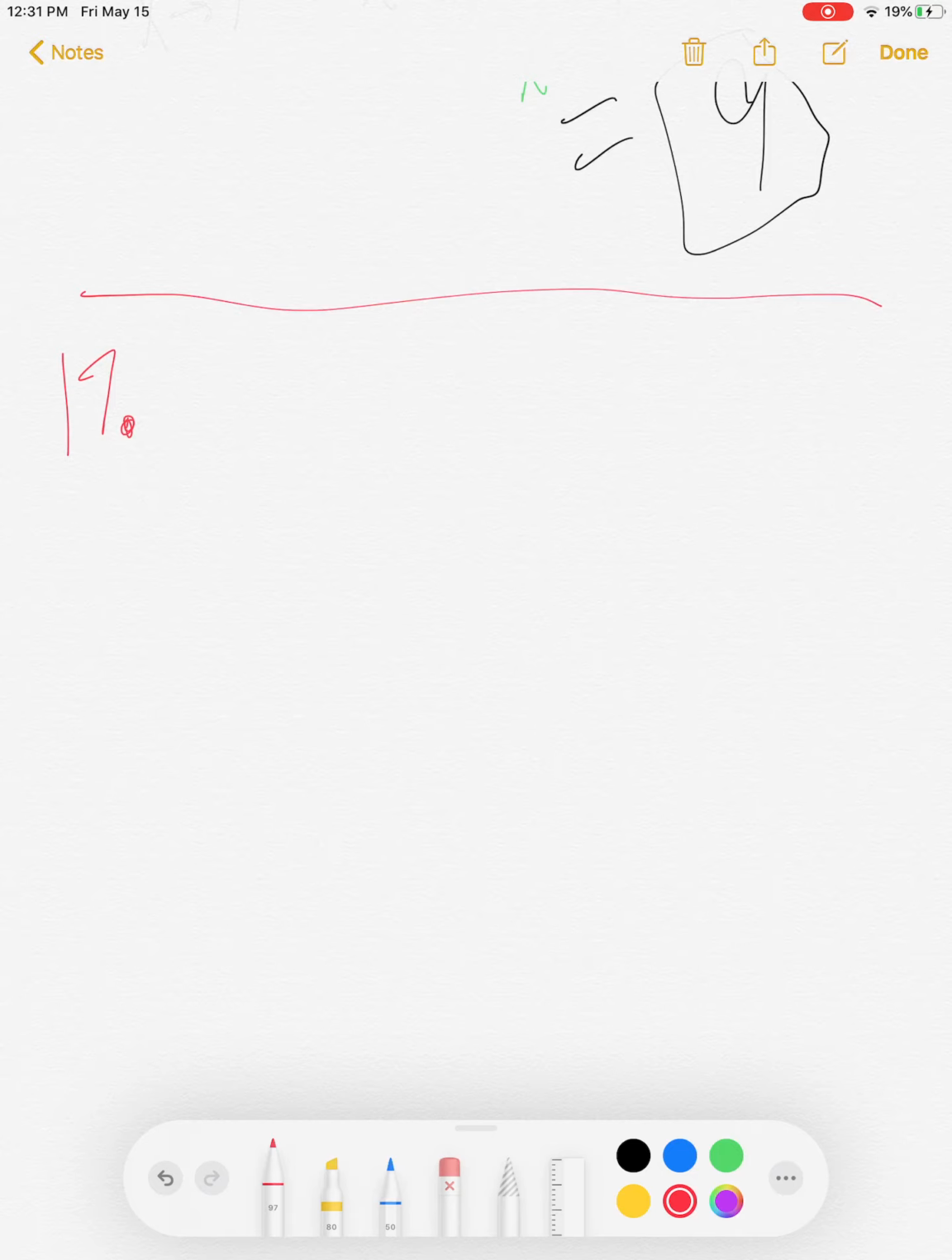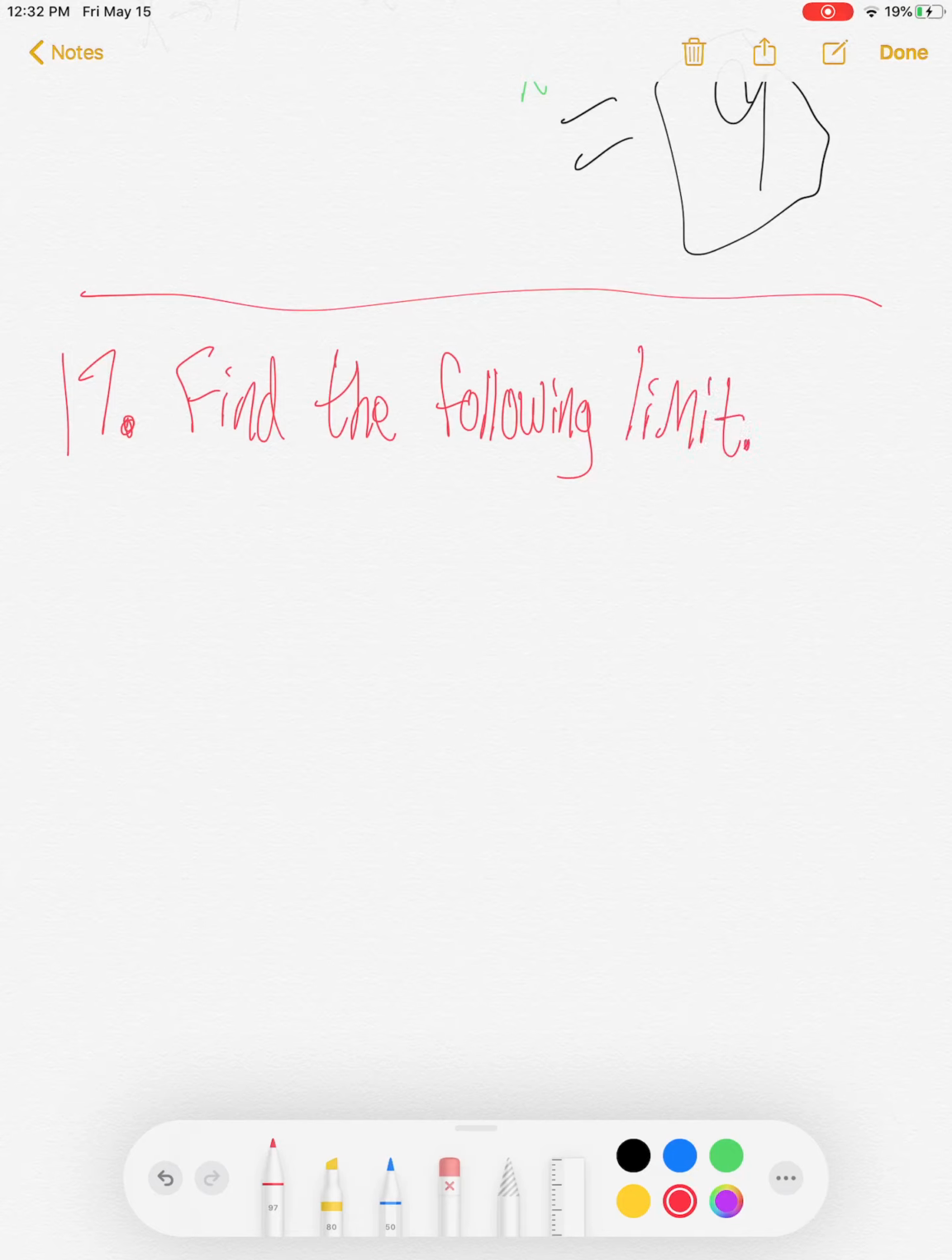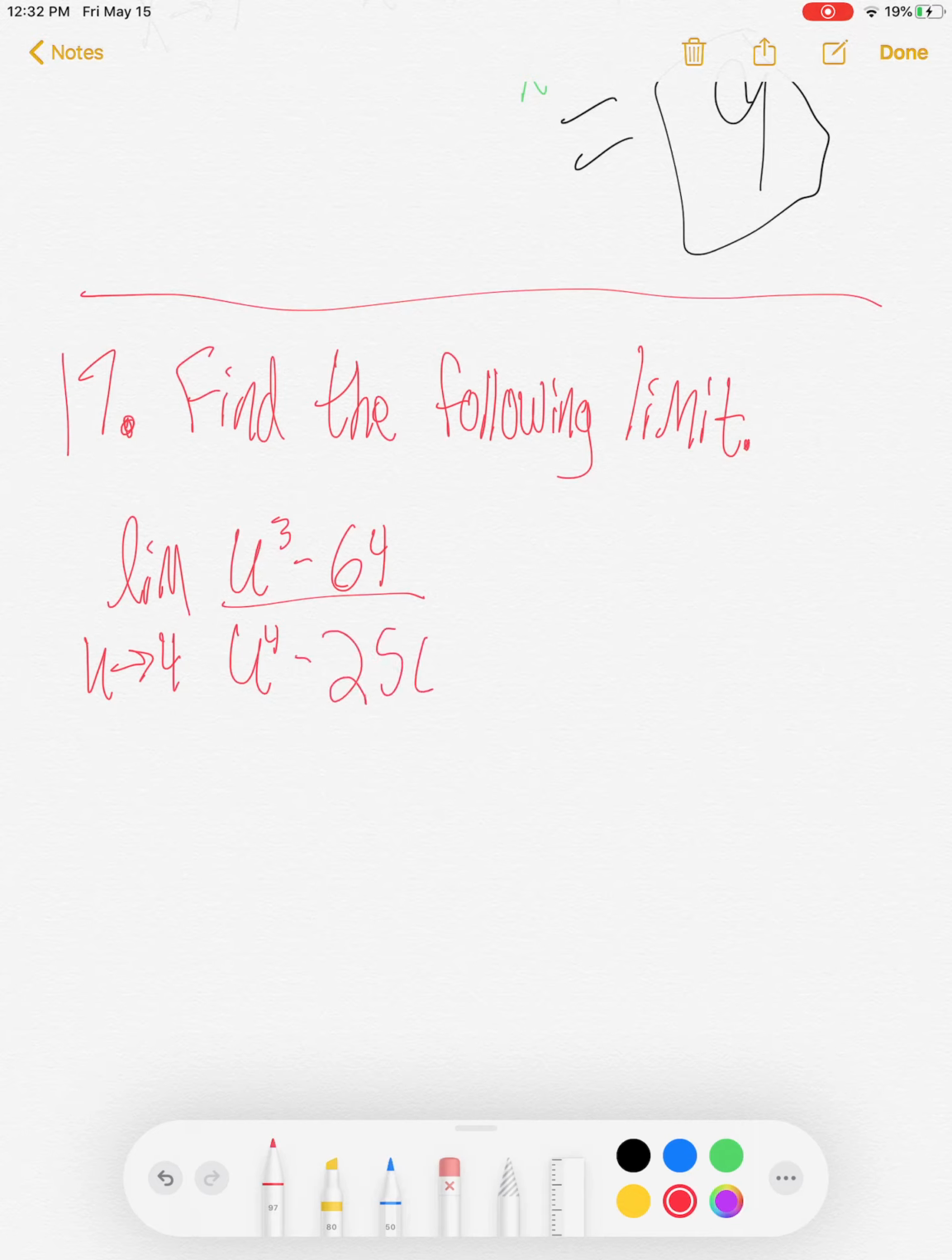So that's kind of the goal that you're shooting for. Next, I would like to talk about problem 17. And problem 17 is similar, but a bit trickier. Find the following limit. Okay, so this time we have the limit as u approaches 4 of u cubed minus 64 over u to the 4th minus 256. My goodness, what big numbers you have there. So we want to find this limit.